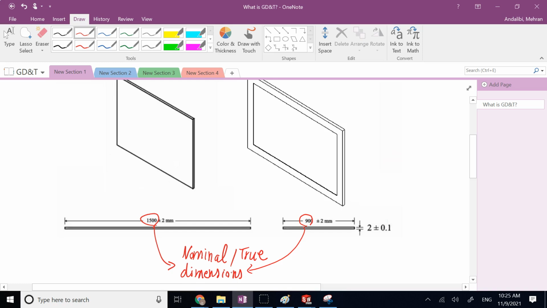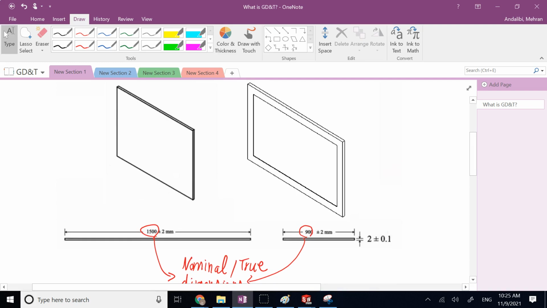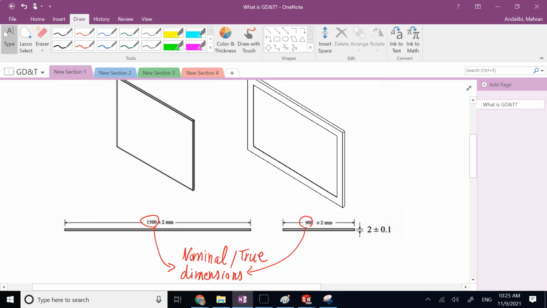Now, in the world of manufacturing, nothing is perfect, nothing is ideal. You always get a little bit of deviation because of the machine errors, because of the operator errors, and so on. So, as I said, maybe at the end of the day, the mirror that they give you is like 1501 mil, and this one is like 899 mils, correct?